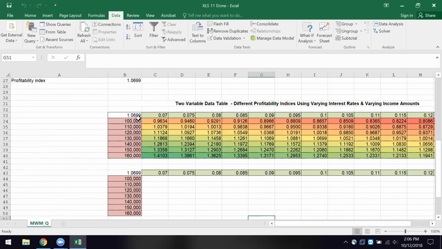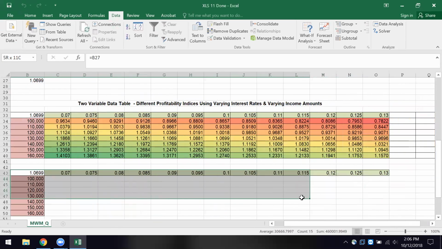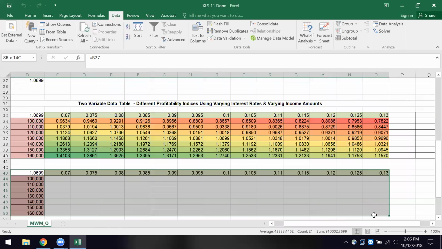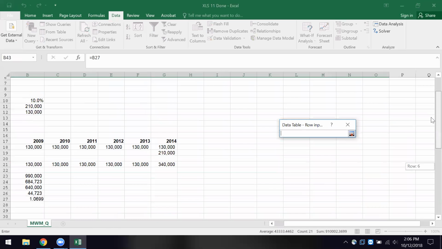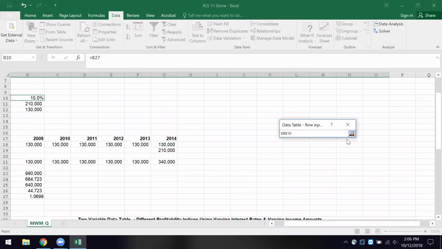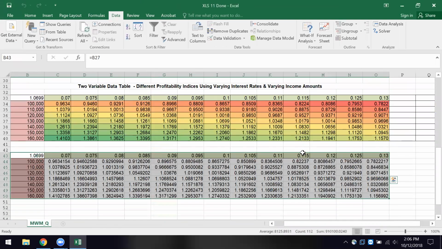All right. And I don't do data tables that often, so I just kind of have to walk myself through this real quickly. So I'm going to do the what if analysis, the data table. That will be B10, and the column input will be B12. Now let's see if I did it the right way. Probably didn't. Oh, I did. There we go.